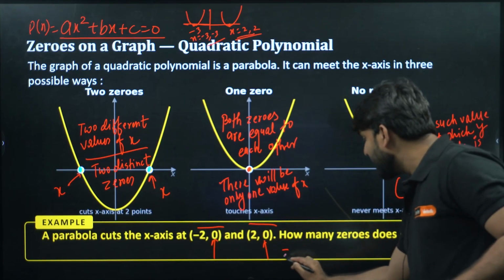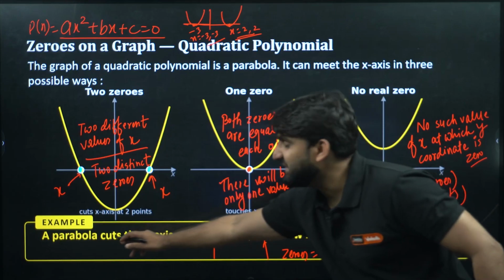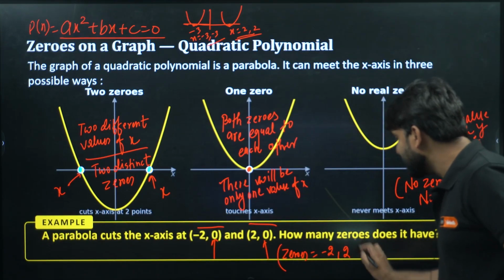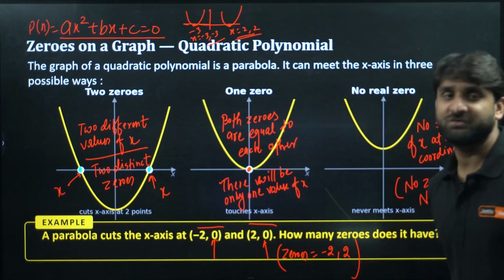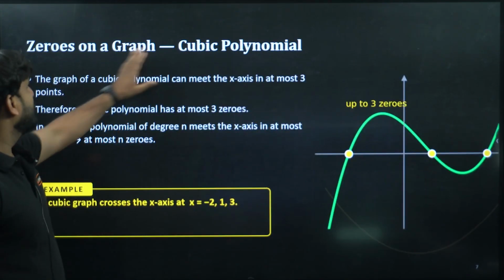zeros. So here the answer will be, because it is intersecting, cuts means intersecting, zeros will be minus 2 and 2. This is the answer, because the y coordinates in both the points are 0. So the x coordinates will be zeros. Moving ahead, zeros on a graph.